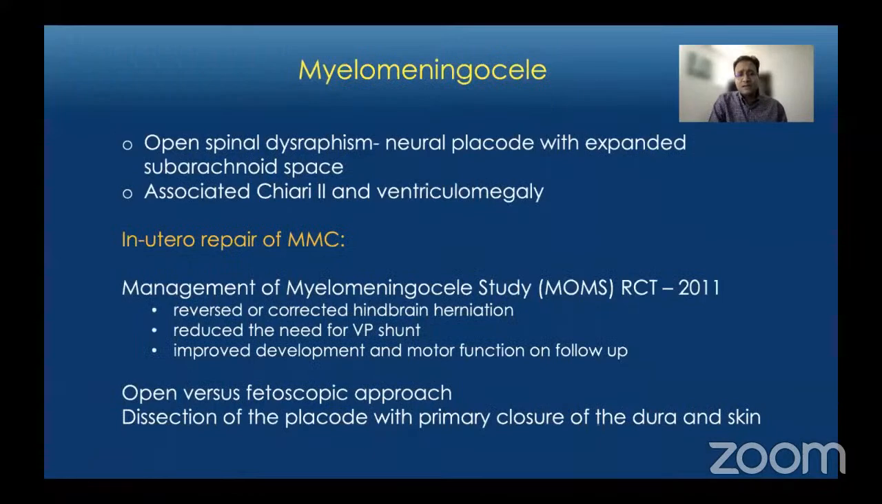So myelomeningocele is open spinal dysraphism. It's characterized by a low-lying spinal cord which ends in a neural placode, and the neural placode extends beyond the level of the skin surface, which causes expansion of the associated subarachnoid spaces. Intracranially, it's associated with Chiari-2 malformation and ventriculomegaly, like we saw in this case.